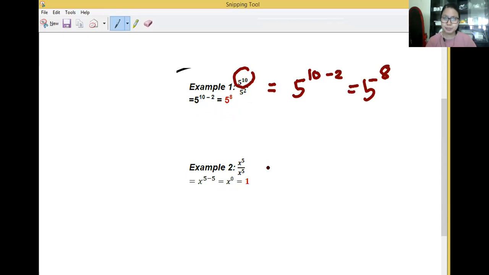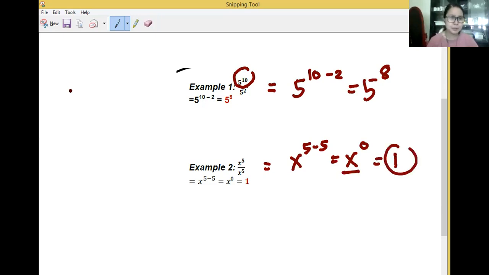Or another, if the exponent in the numerator and denominator are the same, the answer is 1. Why? It's going to be x to the 5th power minus 5. That will be x to the 0 power. And remember, any number except 0 raised to the 0 exponent, the answer is 1.